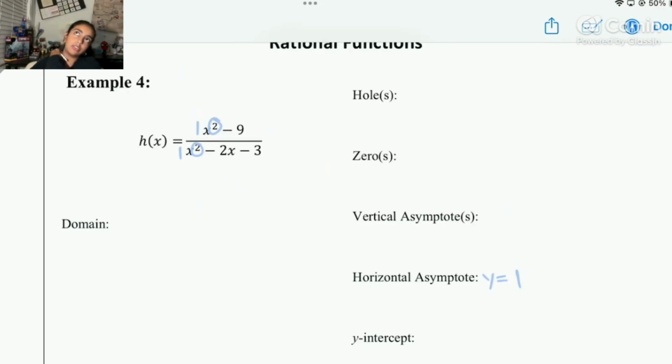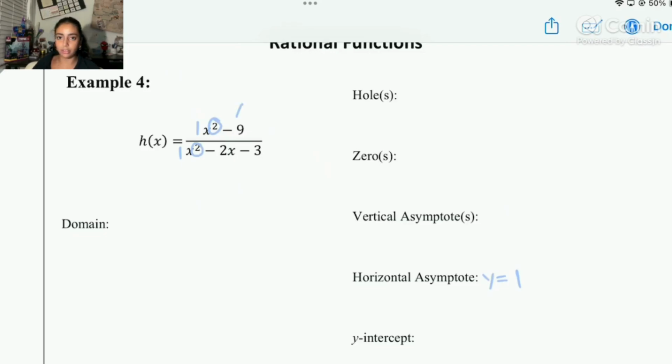But if we're in a situation where the top power is higher, then there's not going to be a horizontal asymptote. And if the bottom has a higher power, then the horizontal asymptote would be at y equals 0. But here it's y equals 1, because those are the coefficients divided by each other. And now we can just do what we've been doing, which is factoring it out.